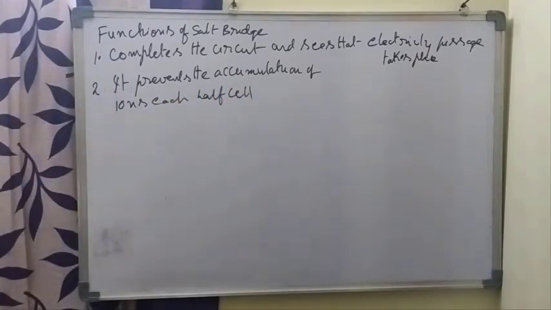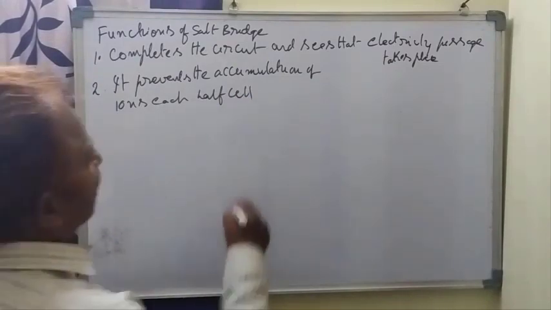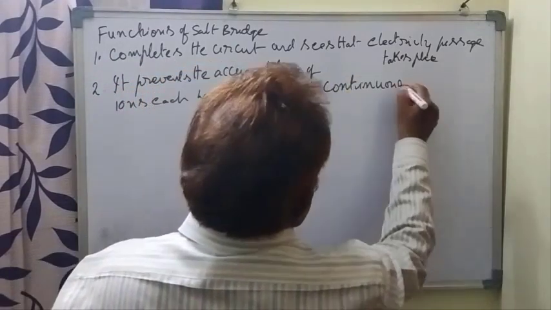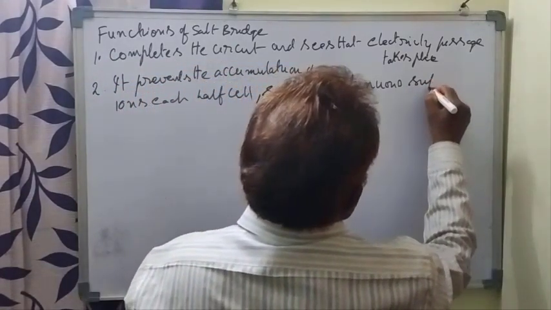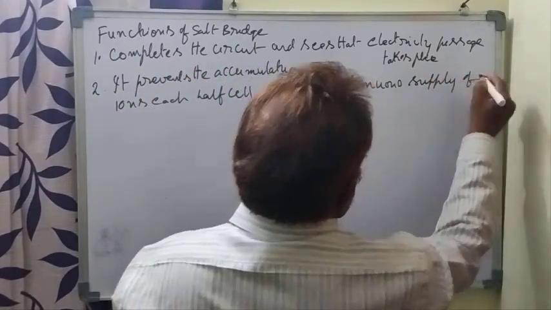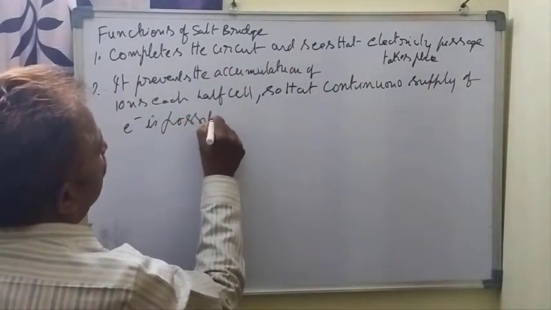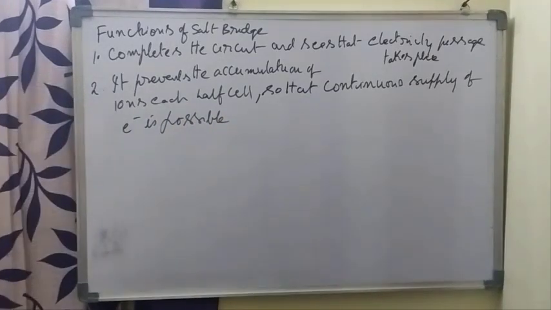It prevents the accumulation of ions in each cell, so that continuous supply of electrons is possible. So these are the functions of the salt bridge.